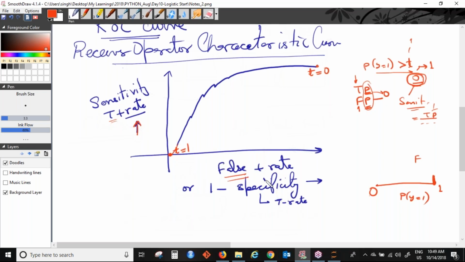So that means your error is 0, but your bad quantity, the quantity which you are trying to minimize, is 0, but the good quantity is also 0. So it is useless basically. You are not making any error, but you are not doing any good also.